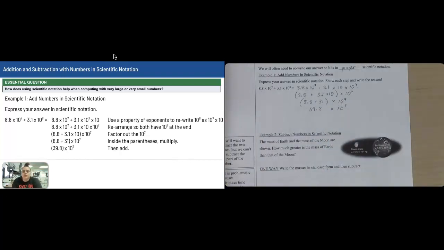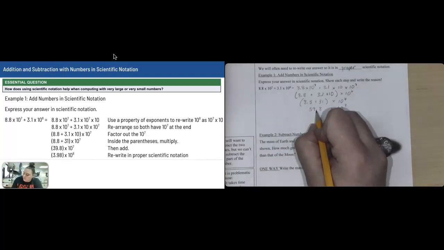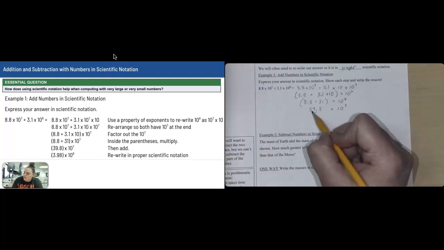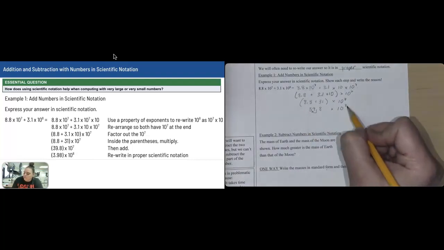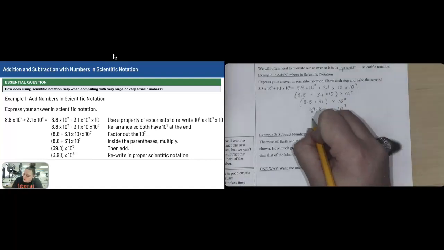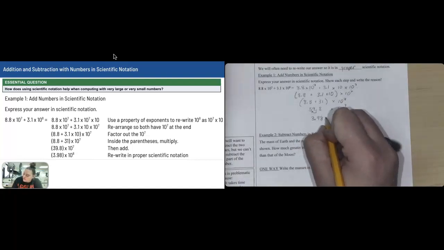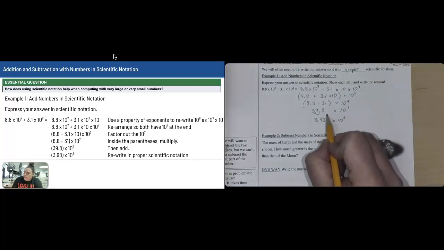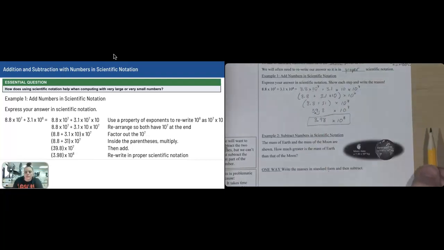We now need to rewrite this in proper scientific notation, which means we need to move the decimal over 1. And because we move it over 1 to the left, we'll add 1 to our exponent to get 3.98 times 10 to the 8th. And this is our answer properly written in scientific notation. Do future you a favor and make sure to write down why we did each of the steps that we did.